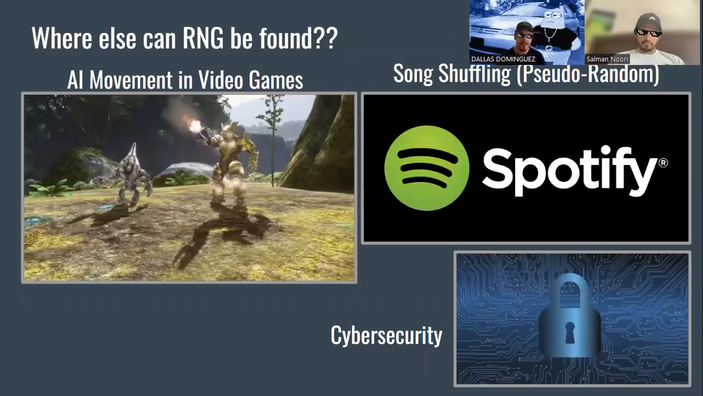What else is it used in? AI movement for video games is RNG. Song shuffling is pseudo-random. It's not fully true random, but we don't want to repeat songs in our Spotify playlist. And then it's also used in cybersecurity as well for things like password generation.